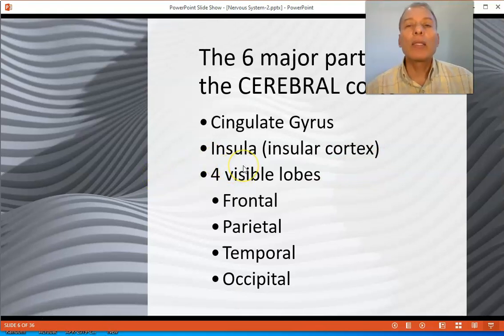Now let's look at the six major parts of the cerebral cortex. Number one, the cingulate gyrus, and then the insula, sometimes called the insular cortex. Insula comes from the word hidden or insulated. And then you have the four lobes: the frontal lobe or frontal cortex, parietal, temporal, and occipital. And remember again, instead of the word lobe, you can always use the word cortex. Cingulate cortex, insular cortex, or insula.